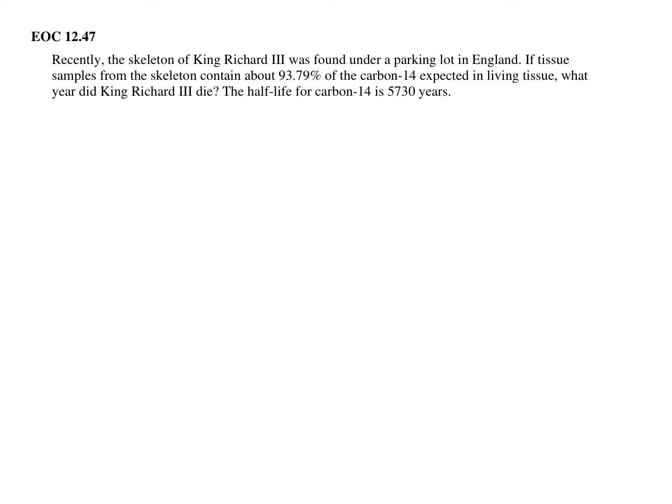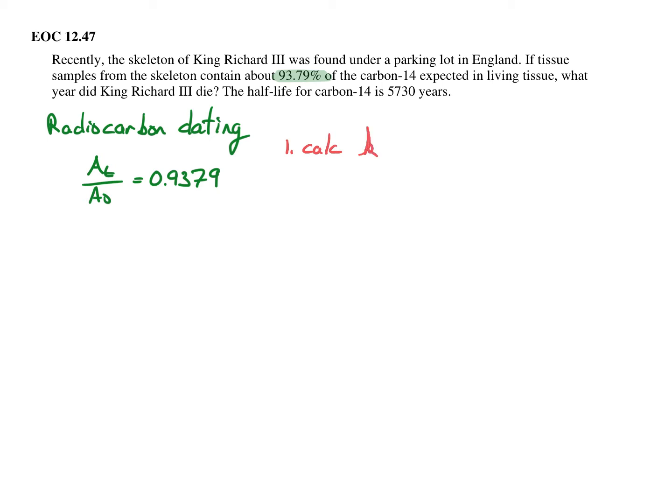a question involving radiocarbon dating. We can start by recognizing that, say, 93.79% of the material remaining is the same as A of T over A0 being 0.9379. From here, we can calculate K, the rate constant, and then use the integrated first-order rate law to determine T.